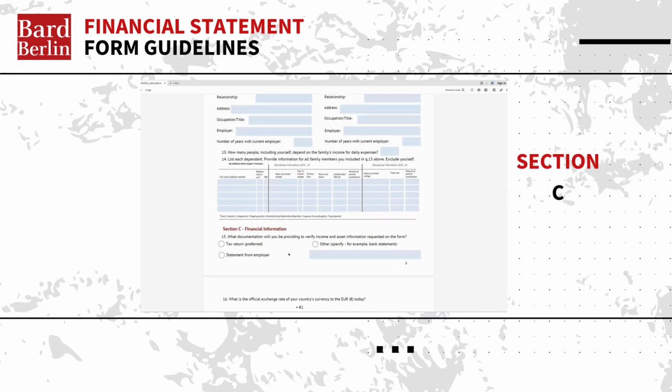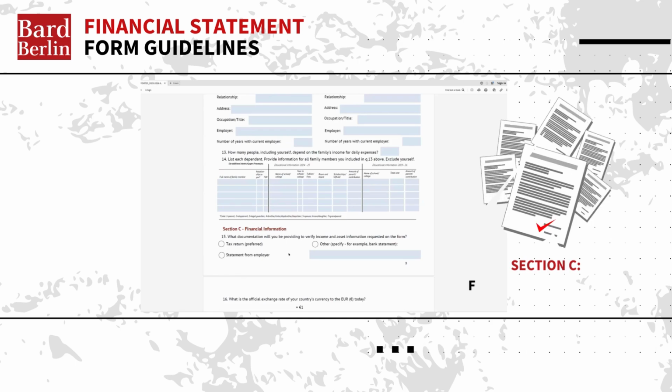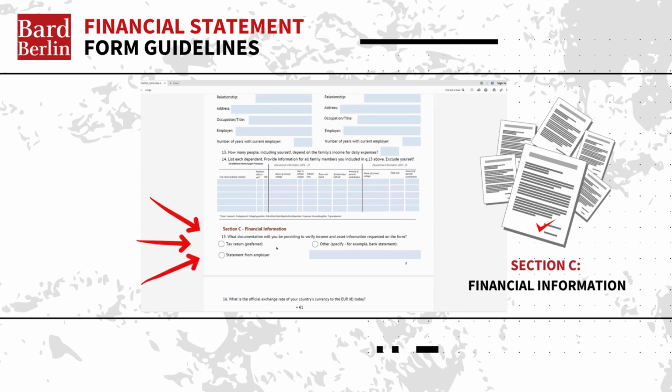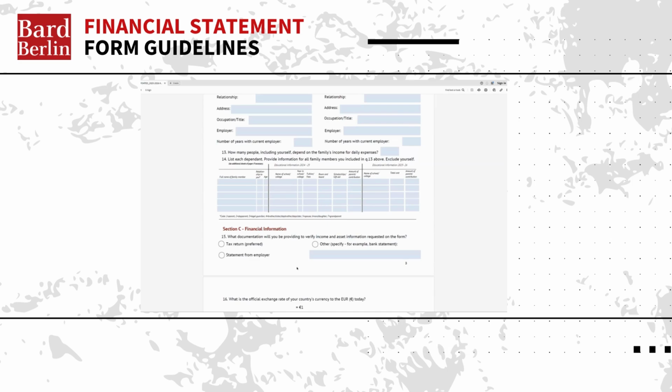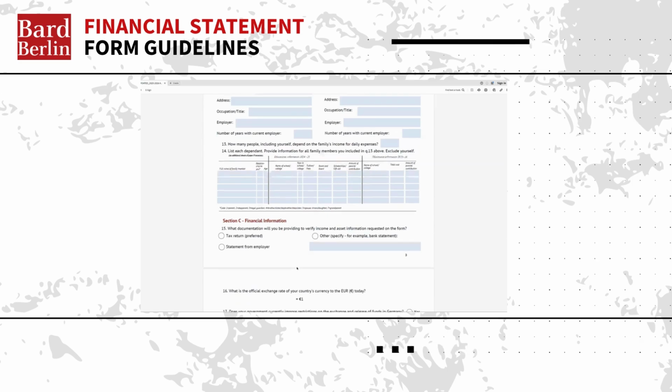In Section C, we would like you to specify the types of supporting documents you will provide to verify the information you are entering in the form. Accepted documents include tax returns, pay slips or income statements, or a bank statement. Please also refer to the checklist on the very first page for more information on the kinds of documents we accept. This will help ensure you submit everything needed to support your application.